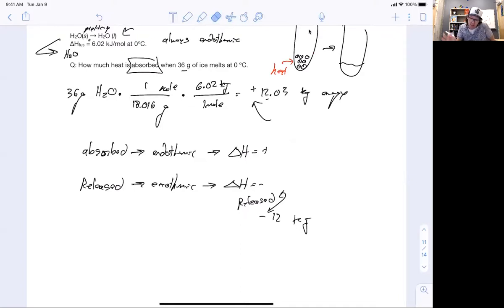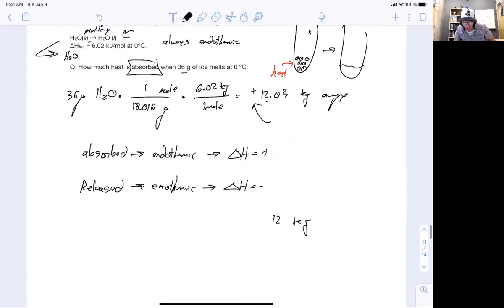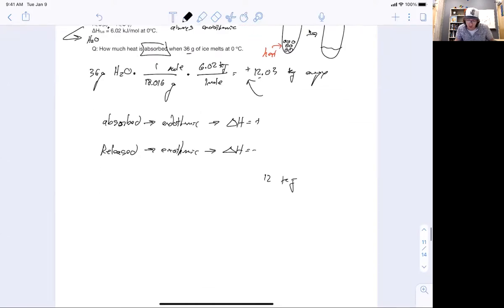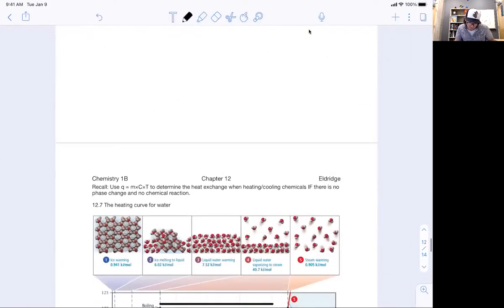If it just says what is the heat change, then you should definitely include the sign. I don't usually try to trick on that scenario, but you will see some problems in the book where it might say released, but then it doesn't have a negative sign. And I don't want you to be confused by that.